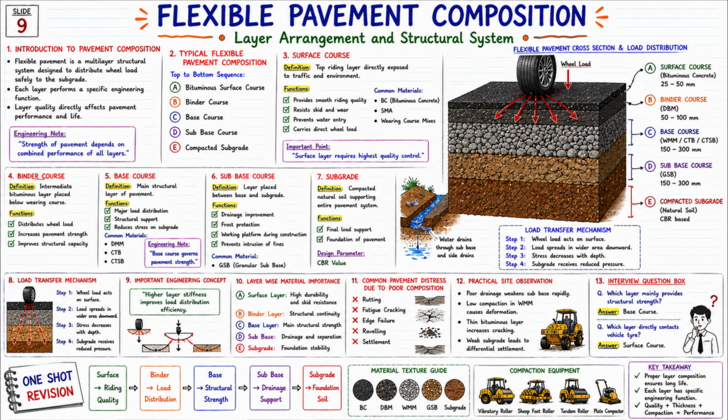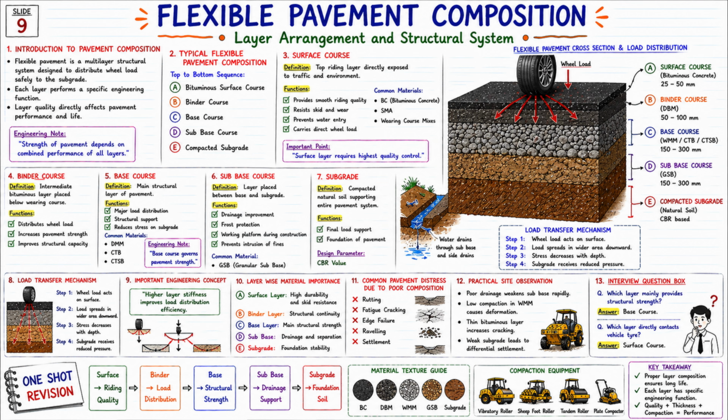Now let us look at the seventh topic: subgrade. Now comes the bottom. Subgrade. This is compacted natural soil, which supports the entire pavement system. Its functions: final load support, foundation of pavement. Now what is the design parameter here? CBR value. The keynote below also says the same thing. Poor subgrade causes pavement failure.